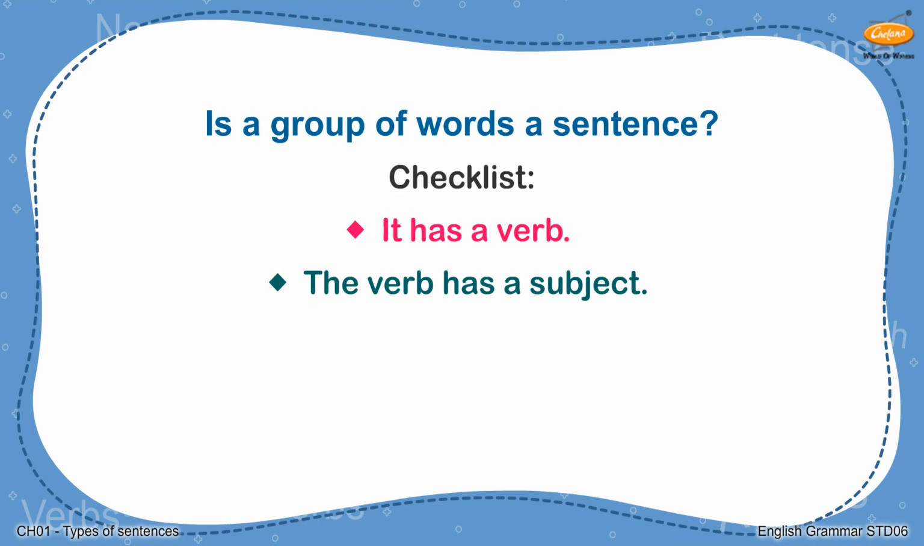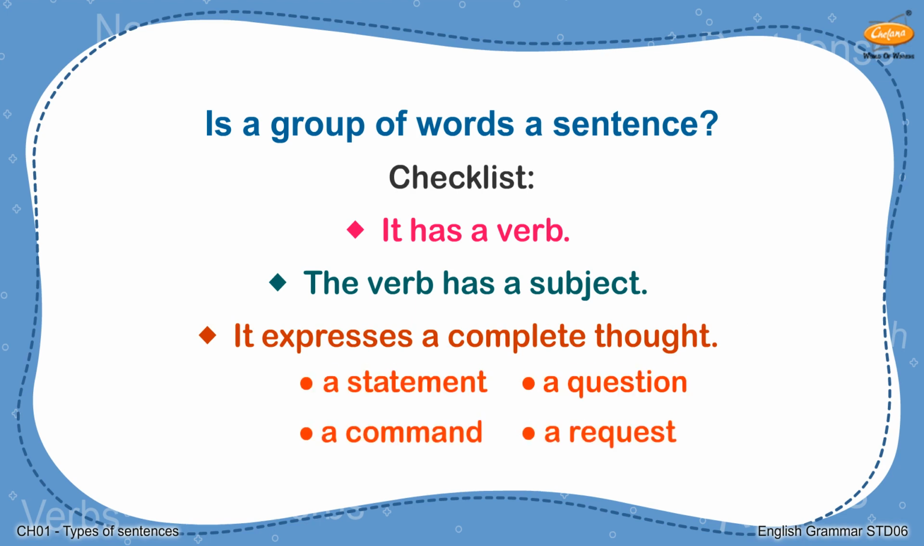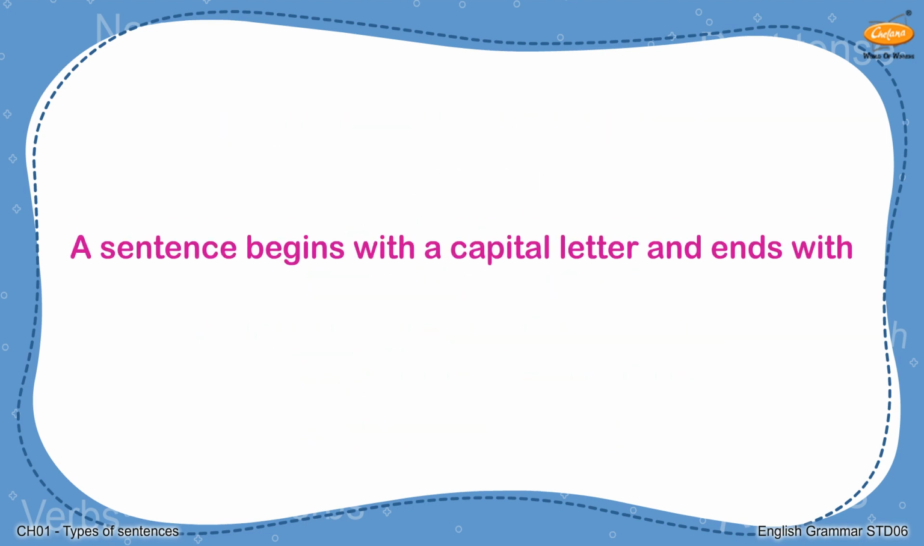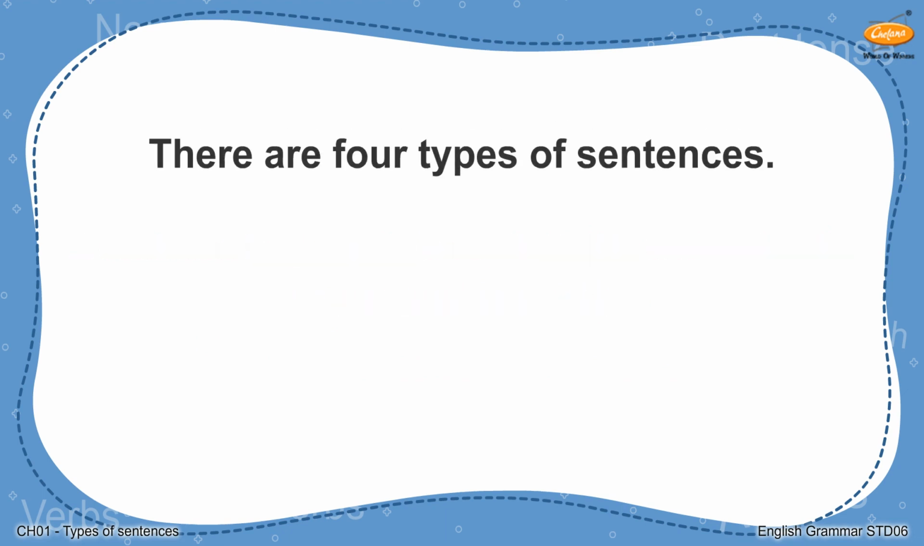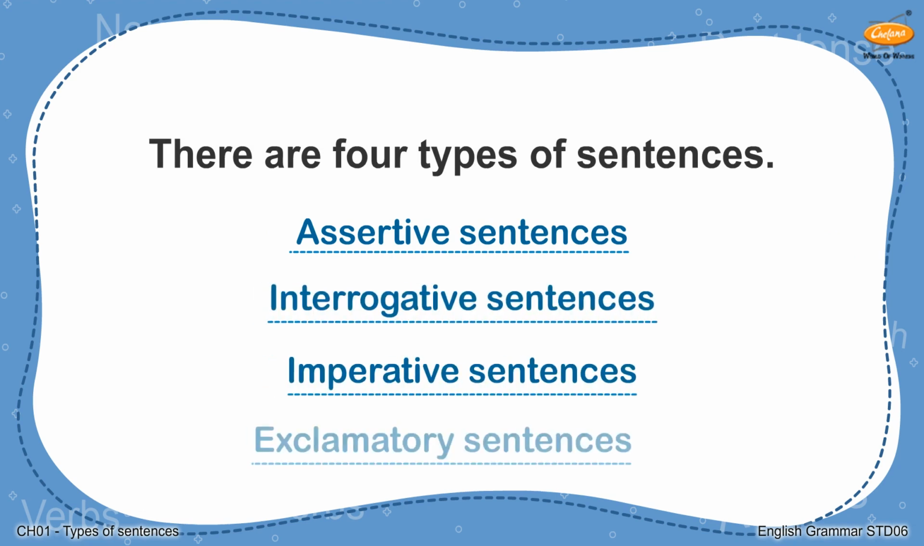Then we must see if the group of words expresses a complete thought in the form of a statement, a question, a command, or a request. A sentence begins with a capital letter and ends with one of the following punctuations: a full stop, a question mark, or an exclamation mark. There are 4 types of sentences. They are assertive sentences, interrogative sentences, imperative sentences, and exclamatory sentences. Let us see what each of them is like.